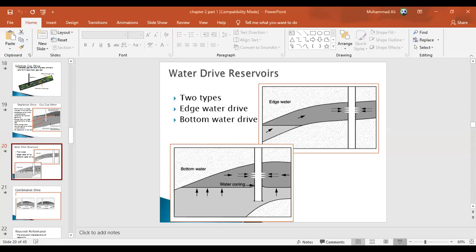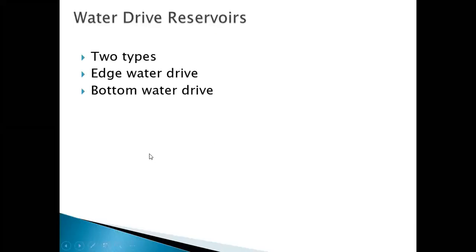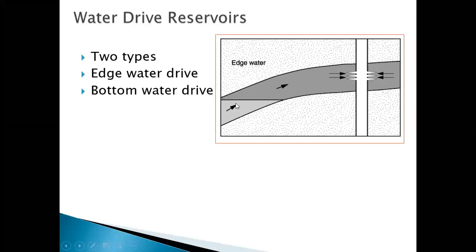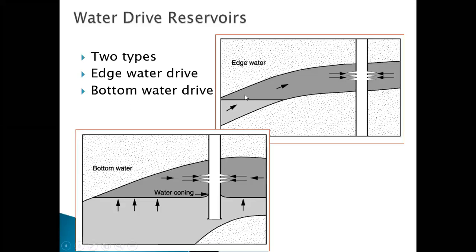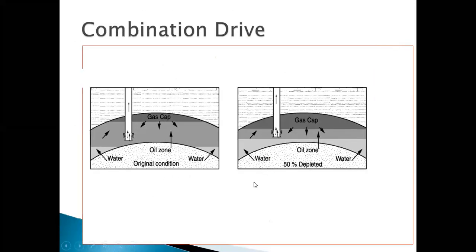This is the bottom water drive we are talking about. This is the edge one. Some water is helping from the side, the edge one. This is the bottom one. So these are the two types of water drive reservoir.